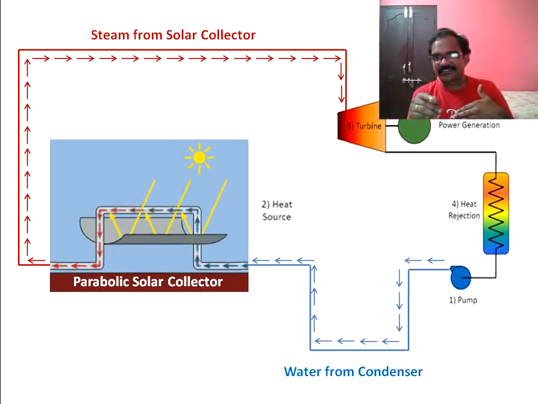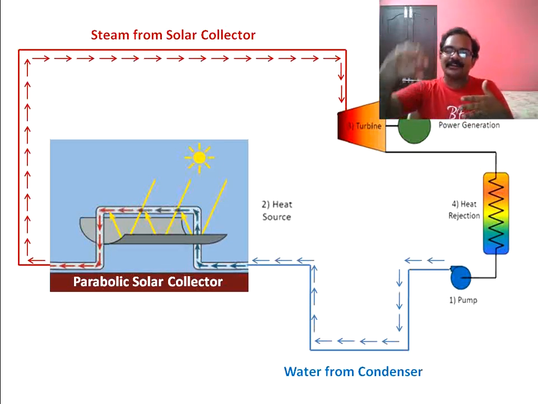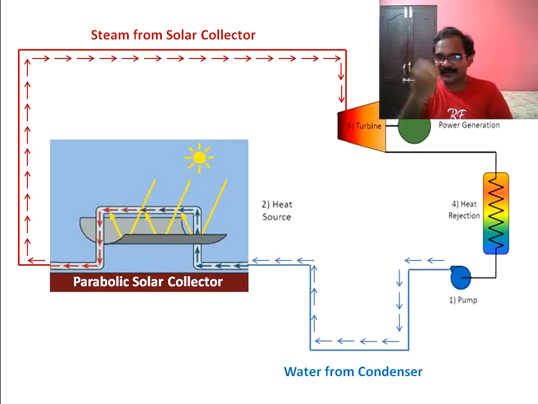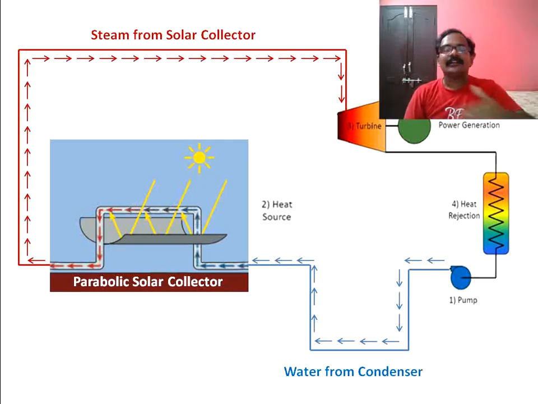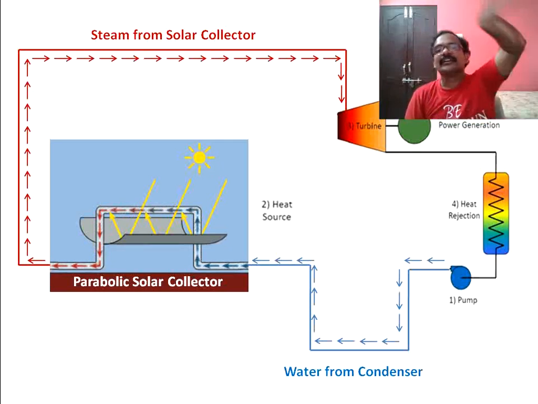And the exhaust steam will pass through the heat rejection unit, which consists of a condenser and a cooling tower arrangement, and because of this the water will be condensed in the condenser. The exhaust steam will become liquid again by utilizing the cool water from the cooling tower, and again that water will be recycled onto the solar parabolic trough collector for conversion into steam, and the cycle will repeat.